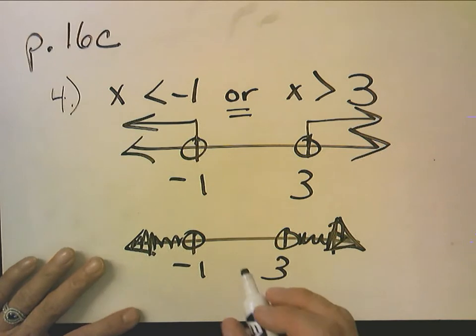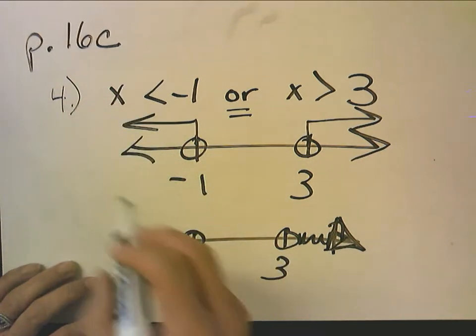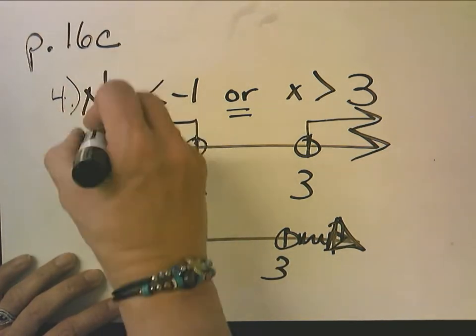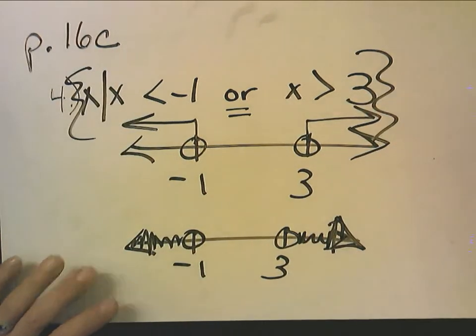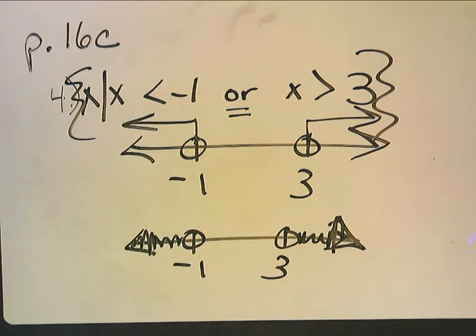In set builder notation, the answer would be x such that x is less than -1 or x is greater than 3.